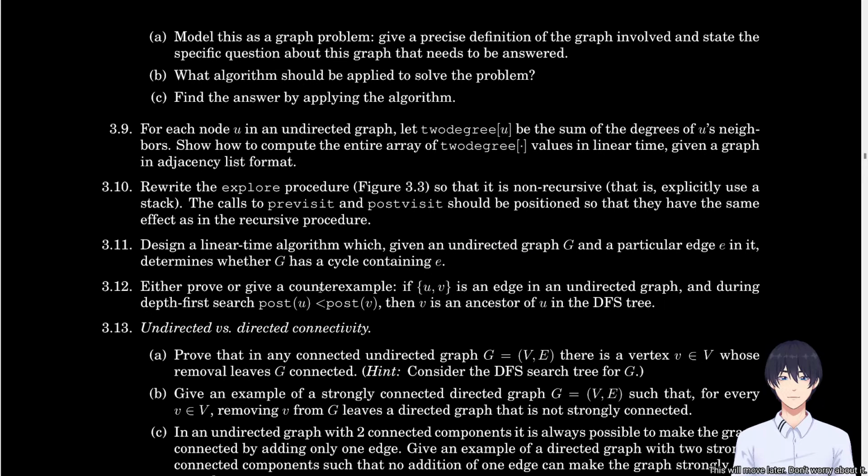Either prove or give a counterexample. If UV is an edge in an undirected graph and during depth first search post U is less than post V, then V is an ancestor of U in the DFS tree. Undirected, this is an edge. During DFS, post of U is less than the post of V. So V should be an ancestor of U.